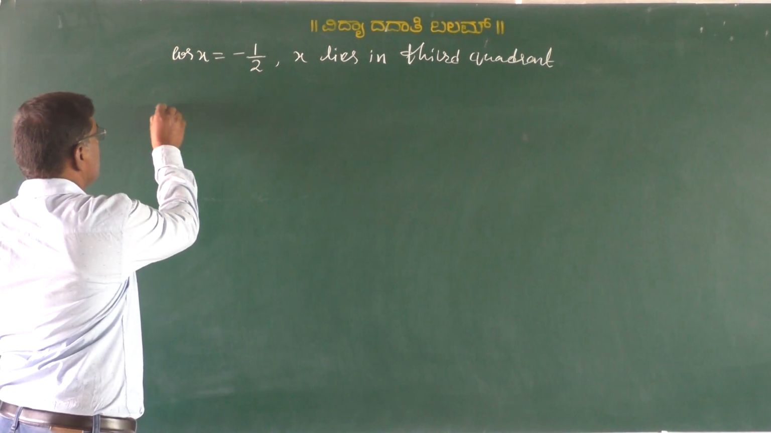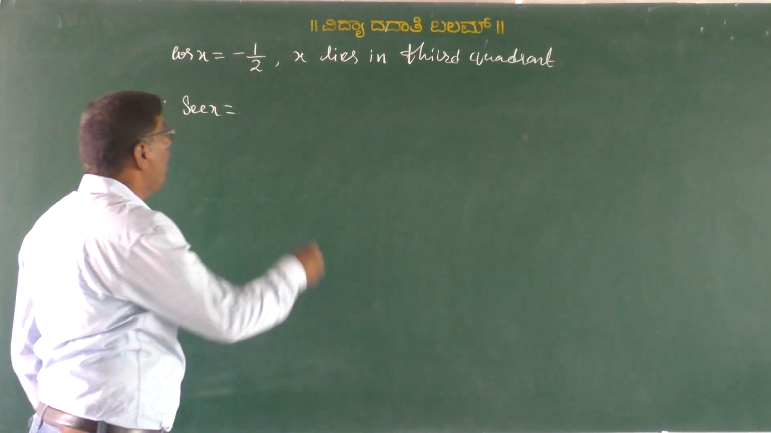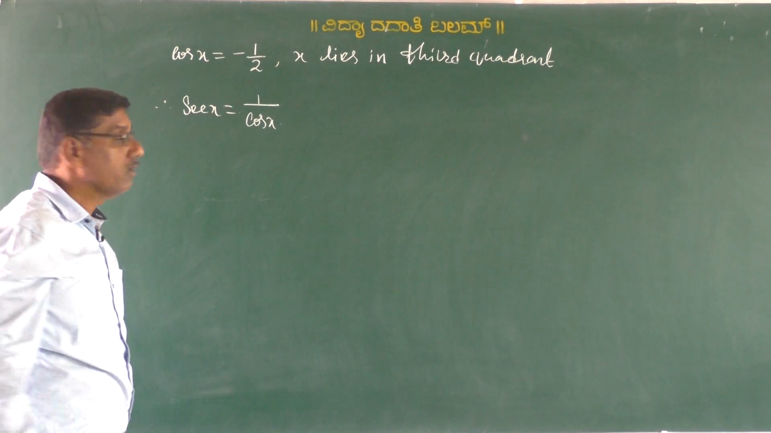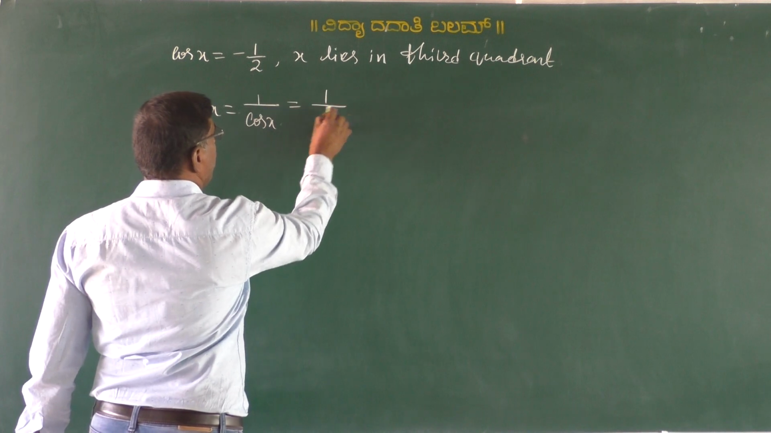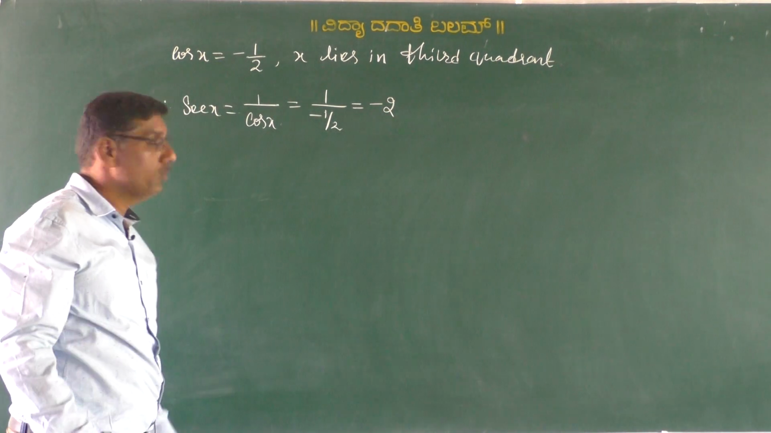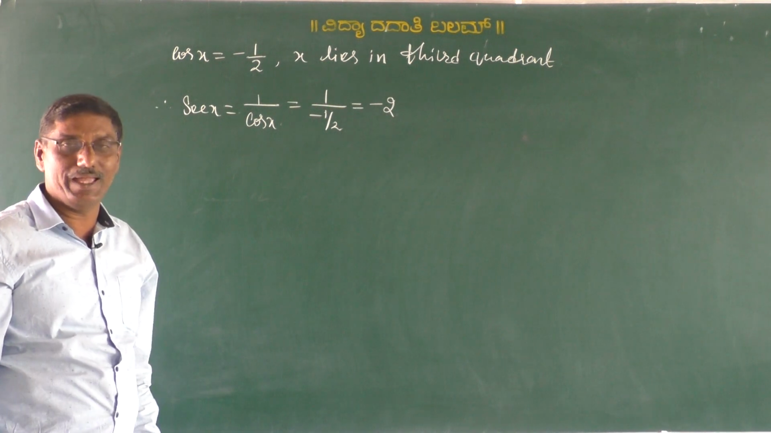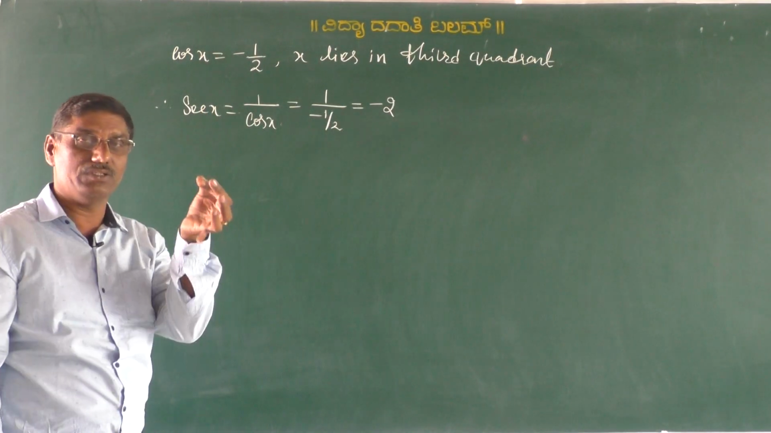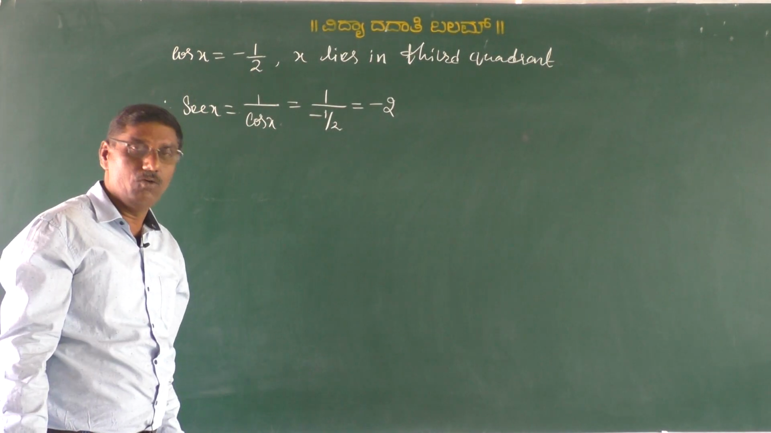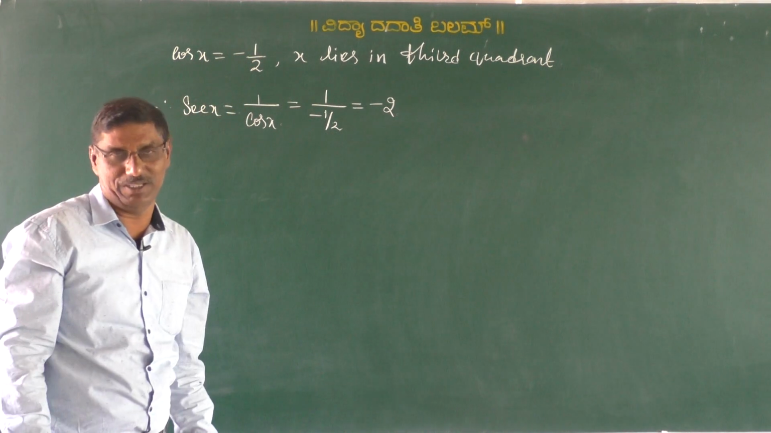Therefore, secant x is equal to, we know the formula, 1 divided by cos x. From this, 1 divided by minus 1 by 2, we can write minus 2, isn't it? Therefore, secant x is equal to minus 2. Here I expressed one of the trigonometric functions, secant x, from cos x. Now, we have to express the remaining 4 trigonometric functions, my dear students.